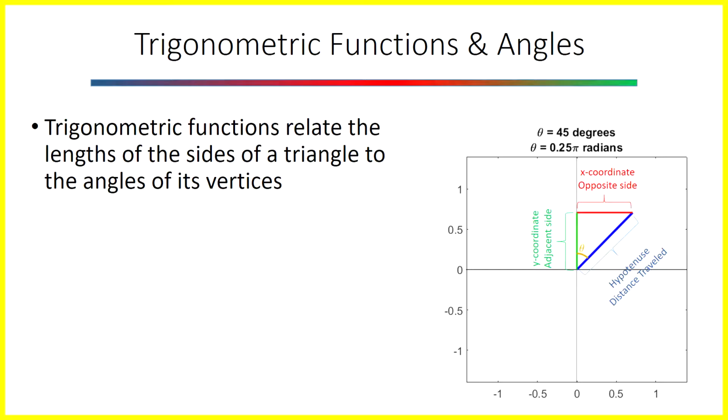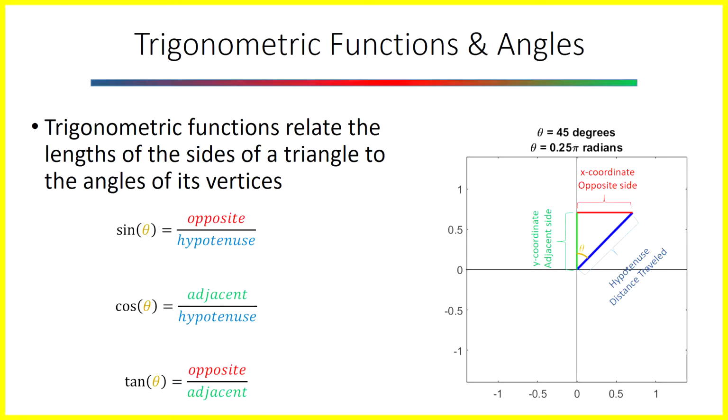Trigonometric functions can be used to relate the lengths of the sides of a triangle to the angles of its vertices. So we can use these functions to determine how far we've gone in the x and y directions from the angle that we traveled. There are three basic trigonometric functions that you should already be familiar with. The sine function takes your angle as an input and gives you the ratio of the opposite side divided by the hypotenuse as an output.